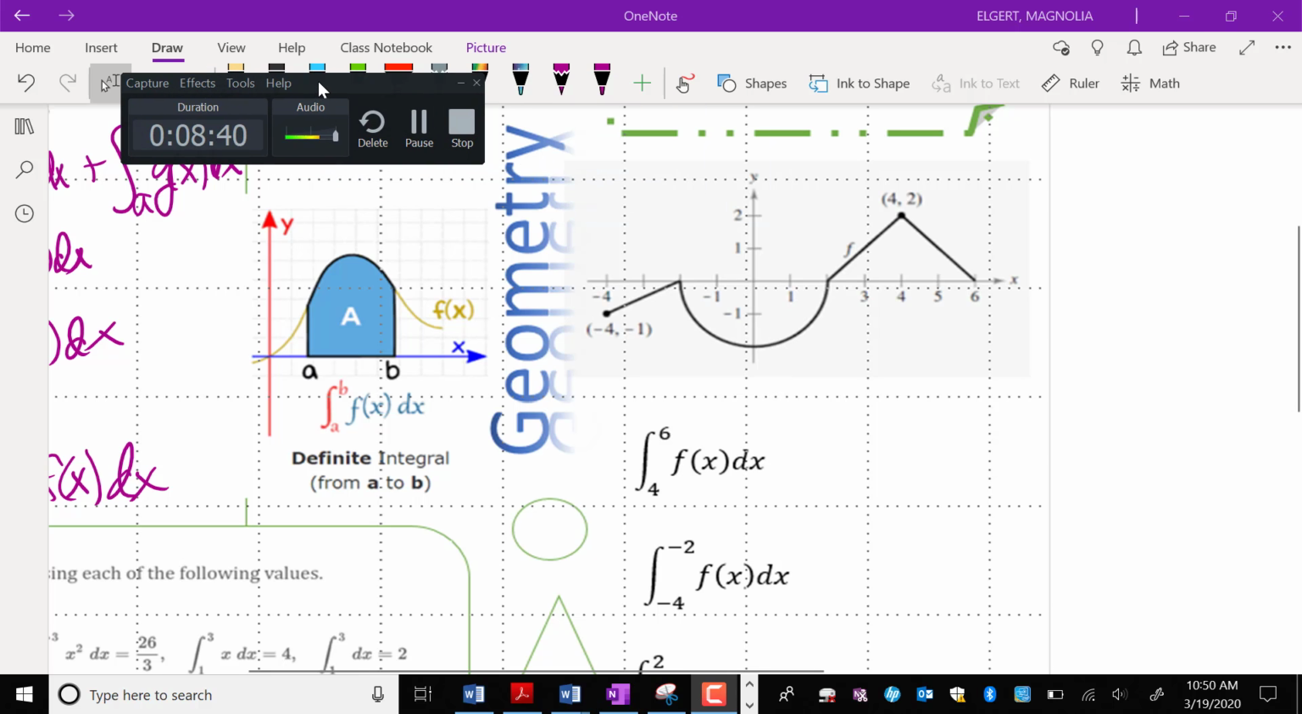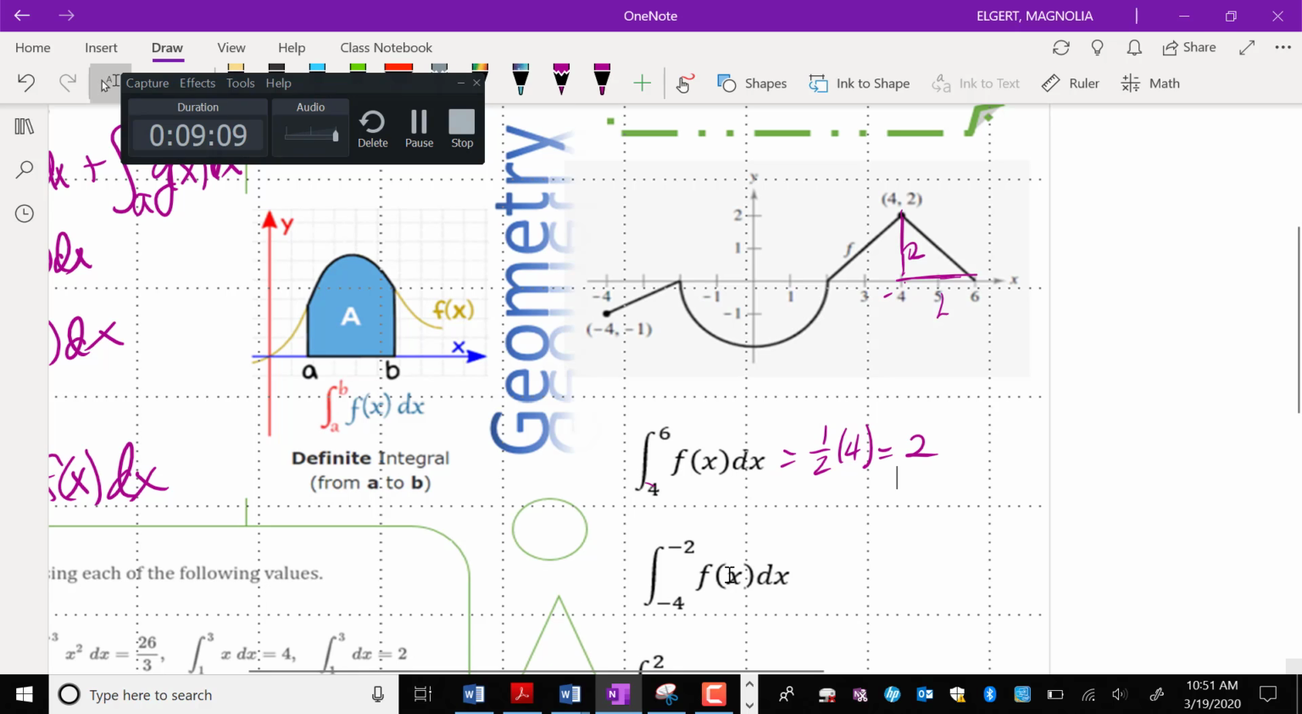The first one, I'm asking you to find the area from 4 to 6. So we're looking from 4 to 6. So here's 4, here's 6. What type of shape is that? Could you find that area without knowing any calculus? Well, it's a triangle. So my base is 2, my height is 2. So the area would be 1/2 base times height, which is 4 over 2, which is 2.